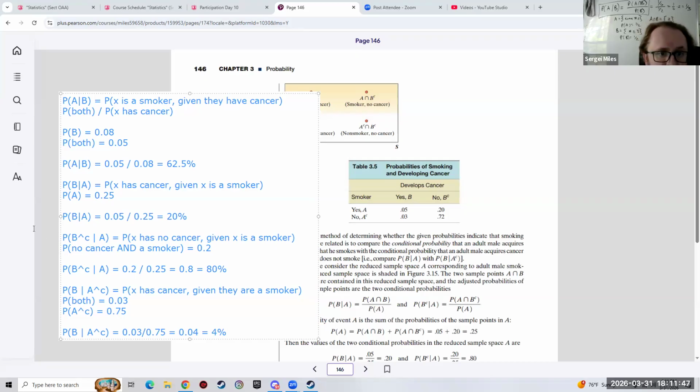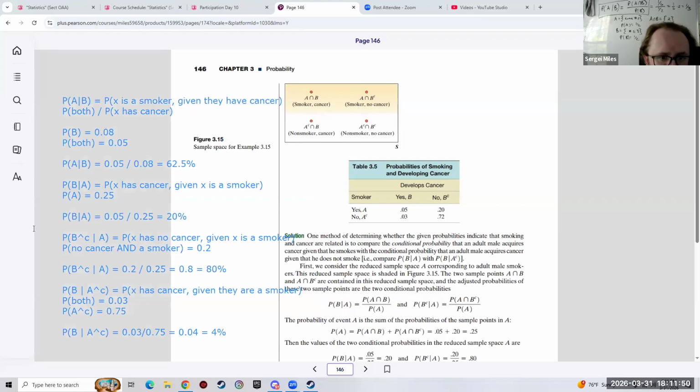Now this is telling. This is actually starting to give me a picture here. Look at the difference. The probability of someone developing cancer if they are a smoker is 20%, but the probability of someone developing cancer if they are not a smoker is only 4%. So while maybe the 20% looks small, in comparison, if someone is not a smoker, there's only a 4% chance they're going to develop cancer.